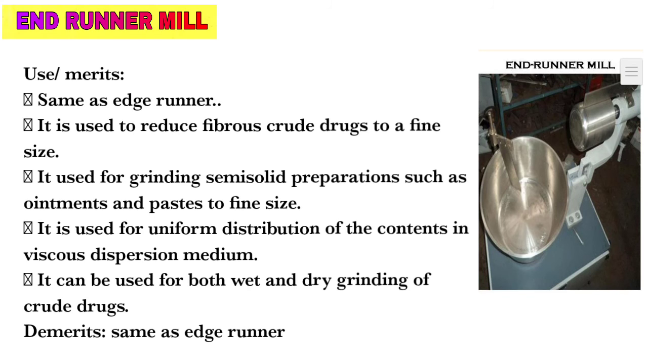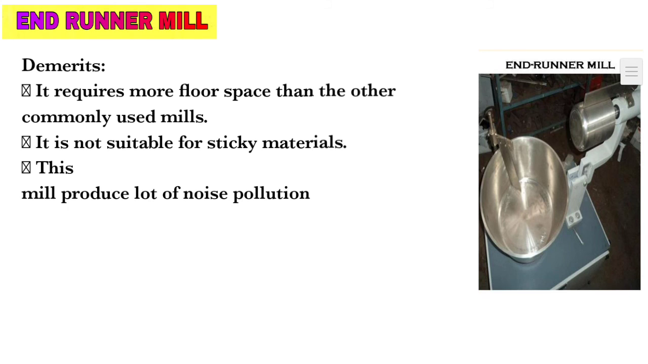Uses or merits of end runner mill. It is used to reduce fibrous crude drugs to a fine size. It is used for grinding semi-solid preparations such as ointments and pastes to fine size. It is used for uniform distribution of the contents in a viscous dispersion medium. It can be used for both wet and dry grinding of crude drugs. Demerits of end runner mills. It requires more floor space than other commonly used mills. It is not suitable for sticky materials. This mill produces a lot of noise pollution.